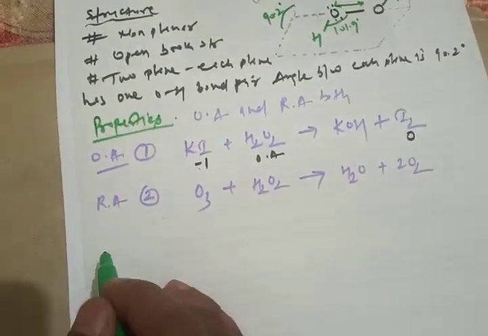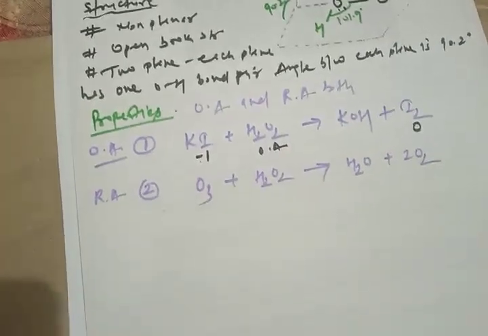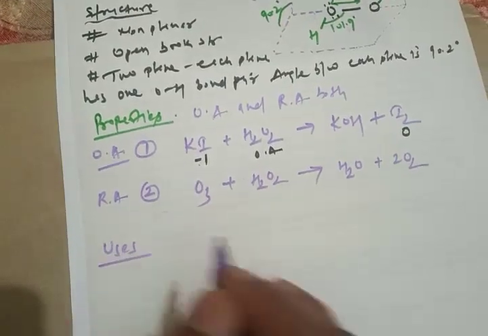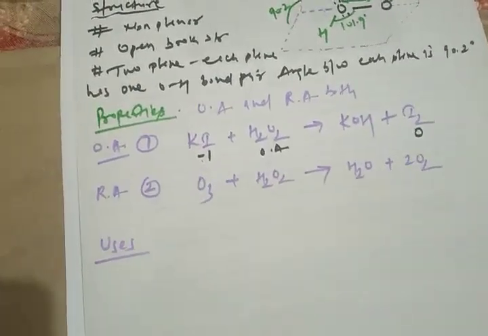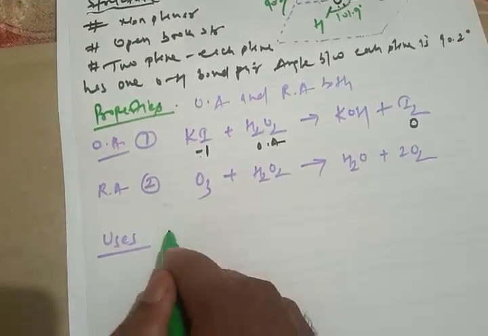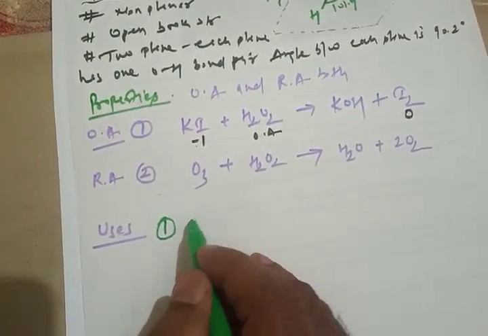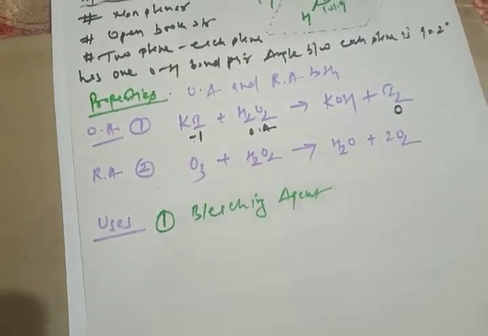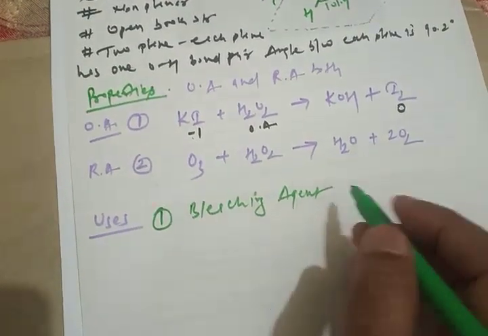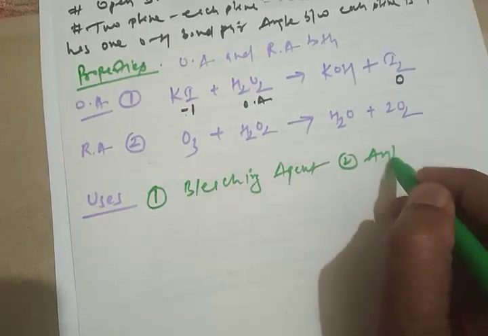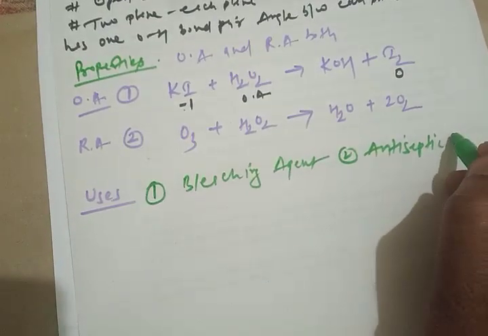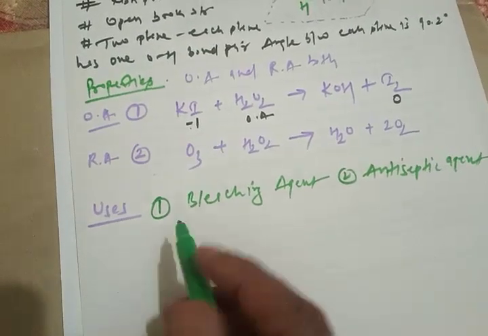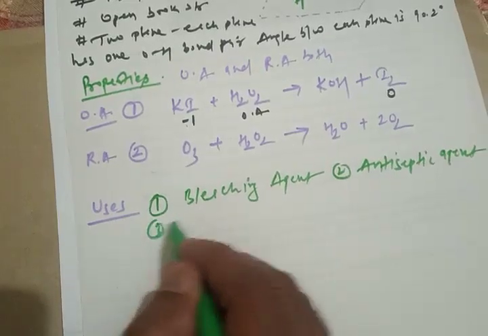Then the uses of H2O2. So it has many uses. Like the first is it is a bleaching agent. It is also an antiseptic agent. And it can also be used as a preservative.